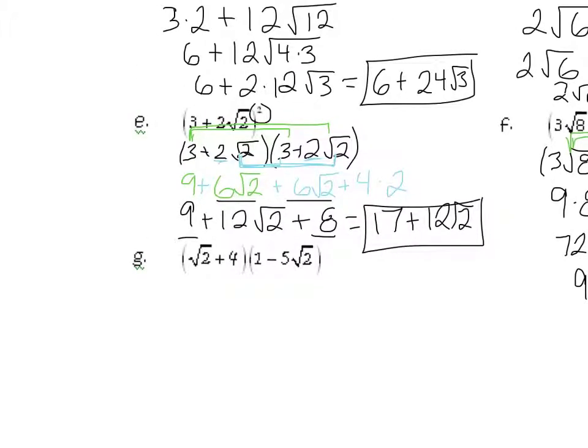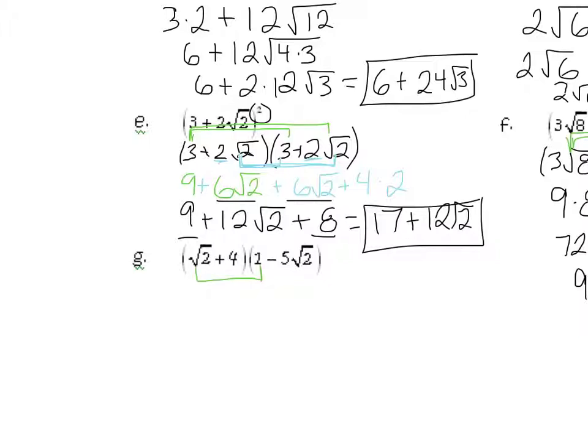The only difference between this one and the ones that we've been doing before is that these ones were just squared, so it's multiplied by itself. You've got the same two things being multiplied, so you end up with those same two middle terms. Whereas this one, you've got two completely different things being multiplied. But it's the same process.